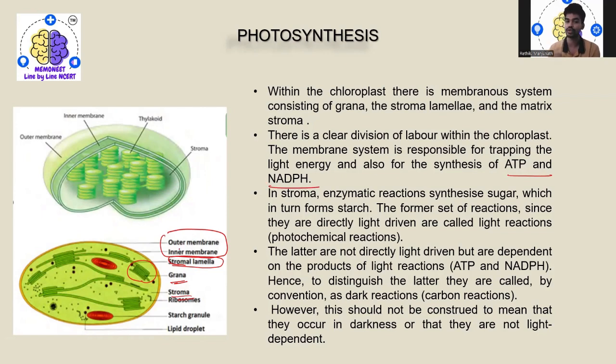Then next we have the stroma region. Inside the stroma region, an enzymatic reaction synthesizes the sugar, which in turn forms starch. The former set of reactions are directly light driven, that means they depend on the presence of light. So they are called light reactions, that is photochemical reactions. The latter are not directly light driven, but are dependent on the products of the light reaction.